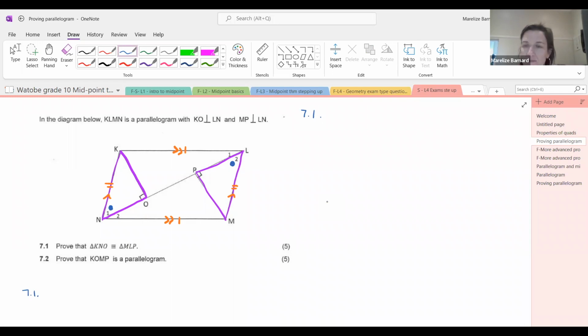So do we have enough now for congruency? Come, everyone should know this. Can we say yet that these triangles are congruent? And if they are congruent, what is the case of congruency?